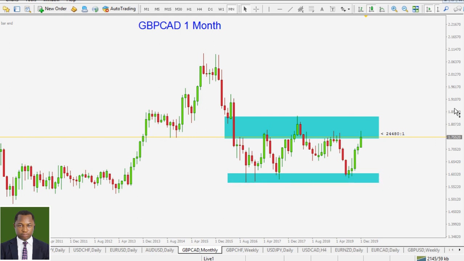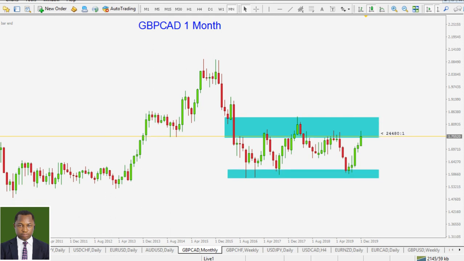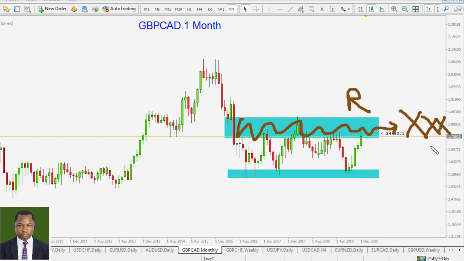All right, so we got a range. It is obviously a range. Let's not confuse ourselves, deceive ourselves by drawing so many lines. It is a range. This is the area of resistance, and this is the area of support. So as price is trading around the area of resistance, you want to be extremely careful hitting your buy button. I will not be going long around that area.